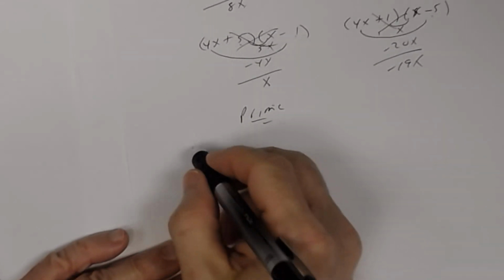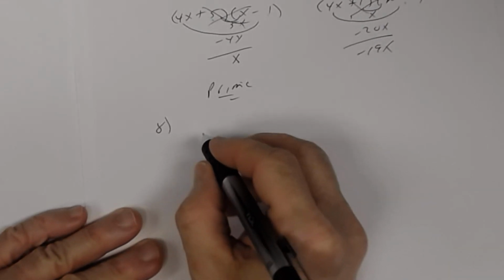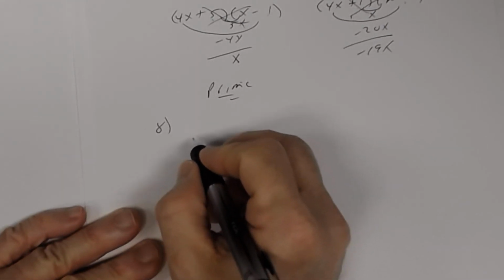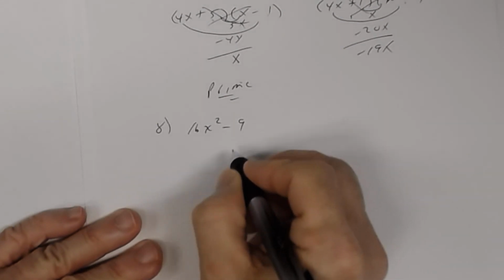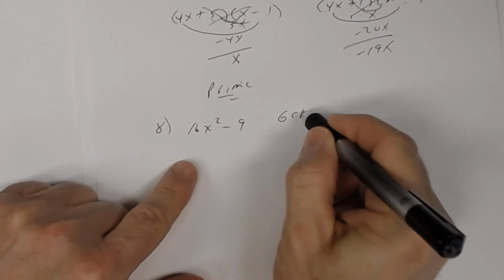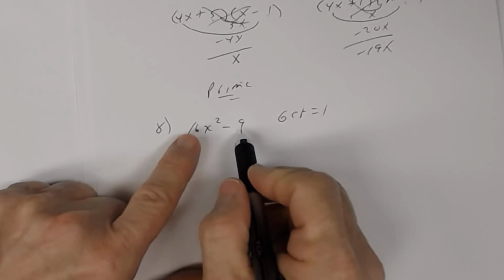Number 8, let's look at number 8. Number 8, you have 16x squared minus 9. Now the GCF is 1, but in particular, you've got to notice that you have two terms here.